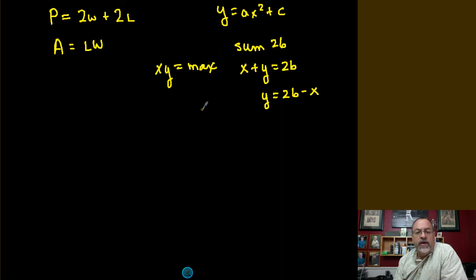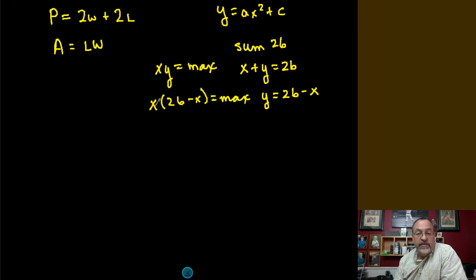We don't know. Now again, here's a second equation, x times y equals some maximum, but now I know what y is. It's 26 minus x. So if I substitute this in, x, and then instead of y I put 26 minus x, that's going to equal some maximum value.